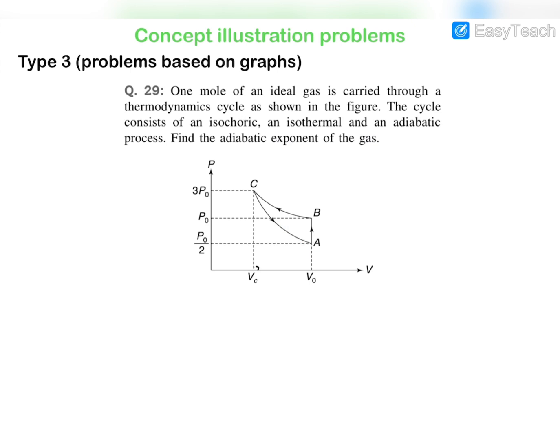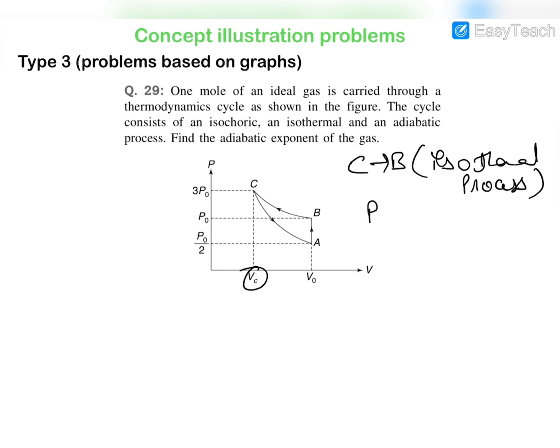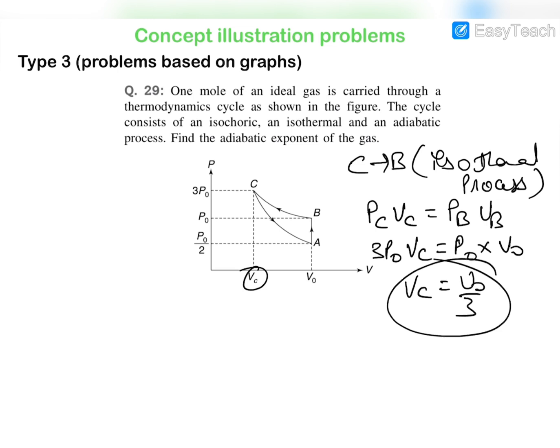Now first of all, let us find out this volume. So we can use from C to B, this is an isothermal process. So for an isothermal process, we know that PCVC will be equal to PBVB. PC is 3P naught, VC is unknown, PB is P naught, and VB is V naught. So VC will be equal to V naught by 3. So this is the value of VC.